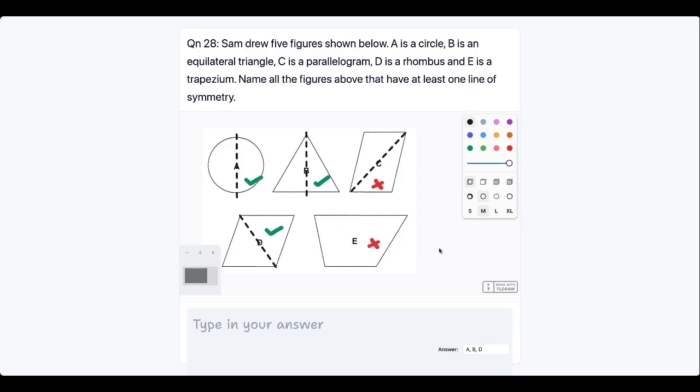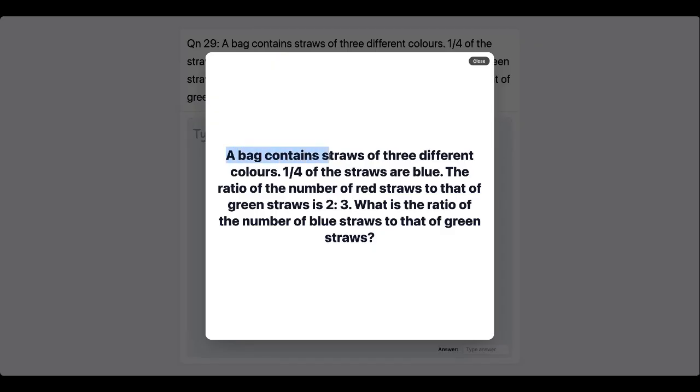So that's the answer. A bag contains straws of 3 different colors. One quarter of the straws are blue. The ratio of the number of the red straws to the green straws is 2 to 3. What is the ratio of the number of blue straws to the green straws?